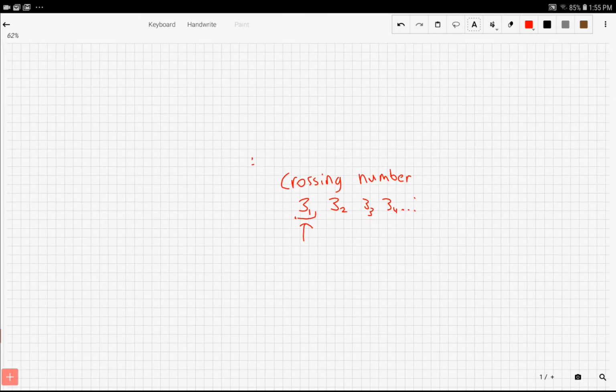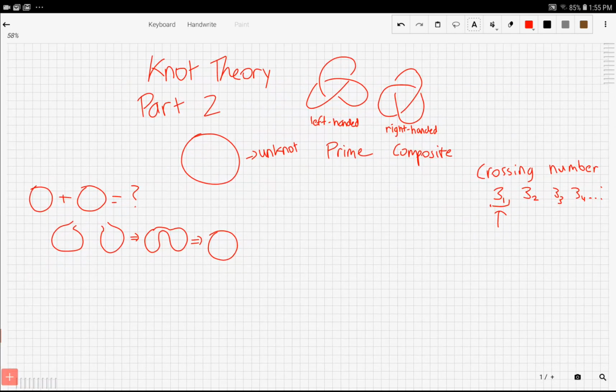So overall, knot theory is a really interesting and weird topic that really isn't covered that much in school, and I will be covering more of these weird topics that really don't appear much in competition mathematics.